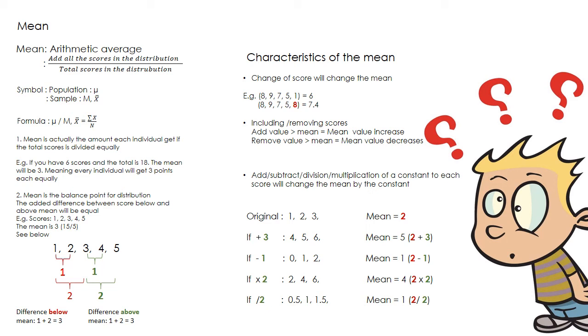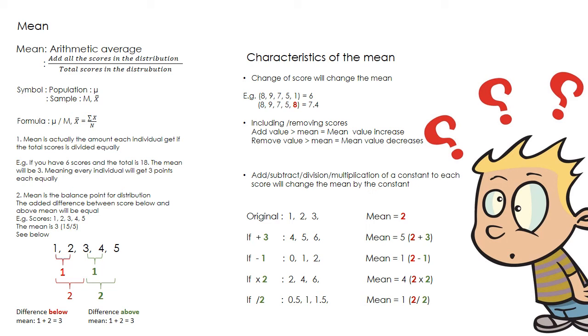Okay, let's see. So 1 and 2, the difference is 1. 1 and 3, the difference is 2. So when you add 1 and 2, you will get 3. What is the difference between the mean and 4? It is 1. The mean and 5 is 2. So 1 and 2, when you add them, you will get 3.